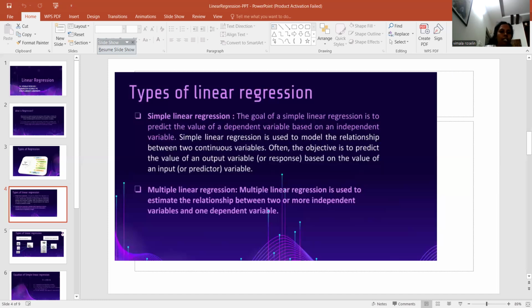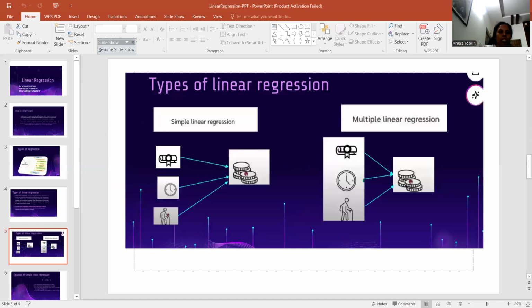The next one is multilinear regression. Multilinear regression is used to estimate the relation between two or more independent variables and one dependent variable. Here many independent variables are given as input values. From that we create the training data set. Using the training data set, we create a model with one dependent variable based on two or more independent variables. So here, simple linear regression and multilinear regression are there.